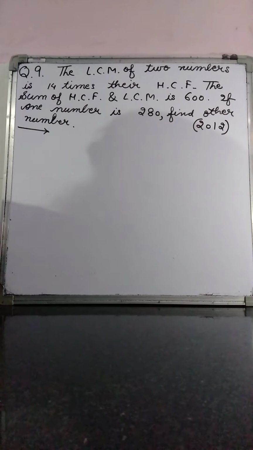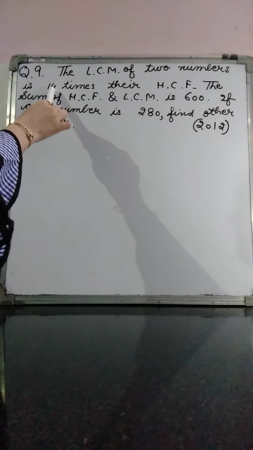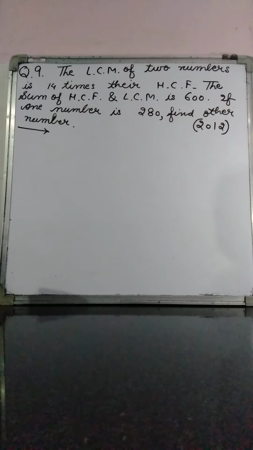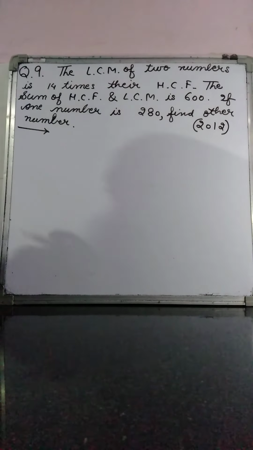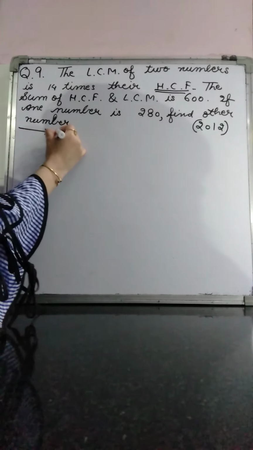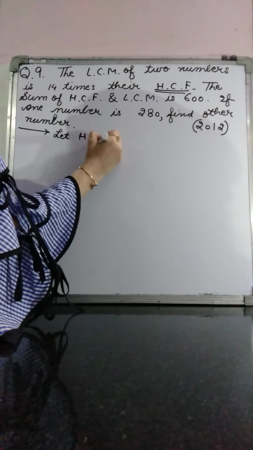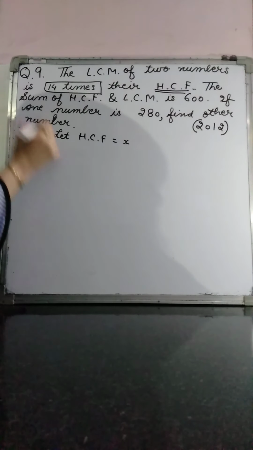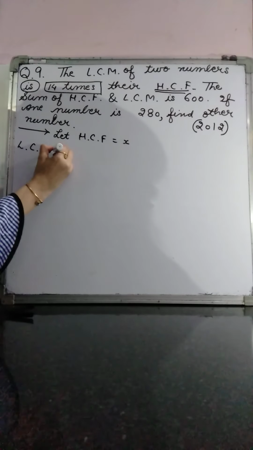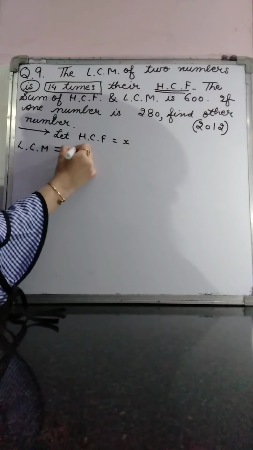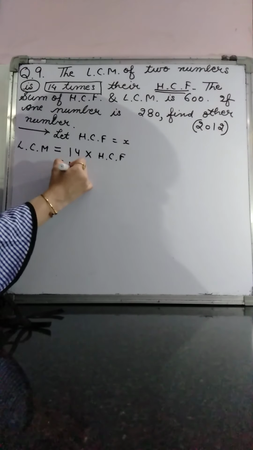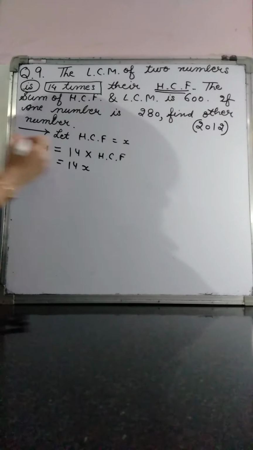Now the next question is, the LCM of two numbers is 14 times their HCF. The sum of HCF and LCM is 600. If one number is 280, find the other number. First of all, suppose HCF be x. Since LCM is 14 times HCF, times meaning multiply. So LCM is 14x.